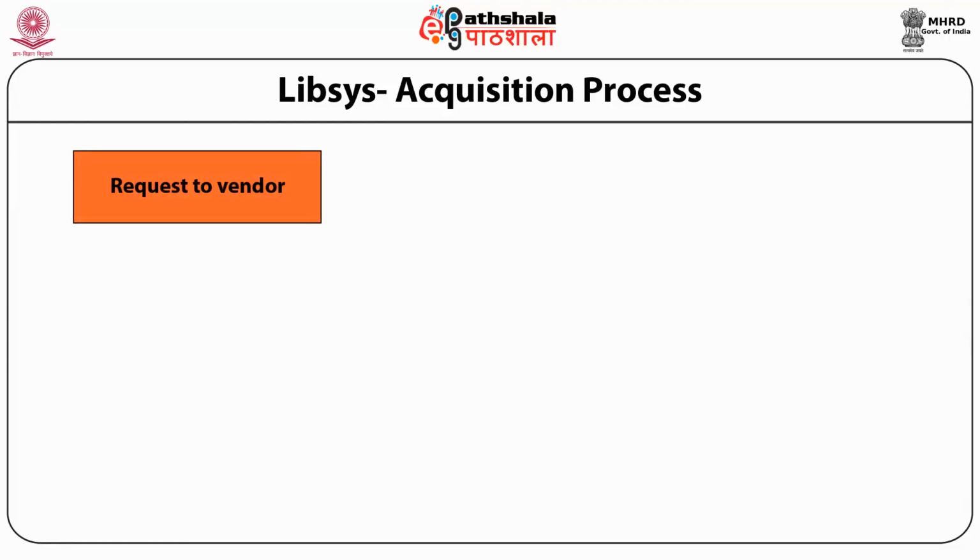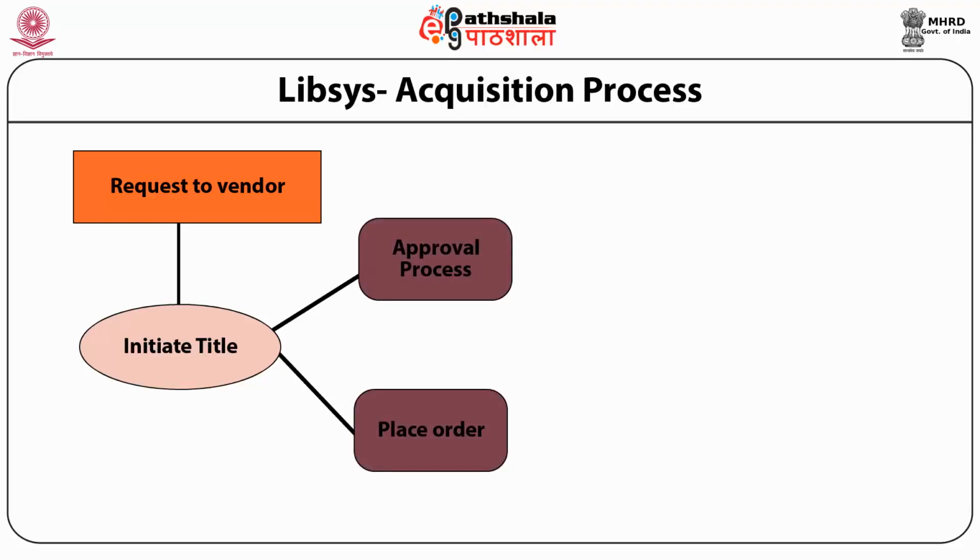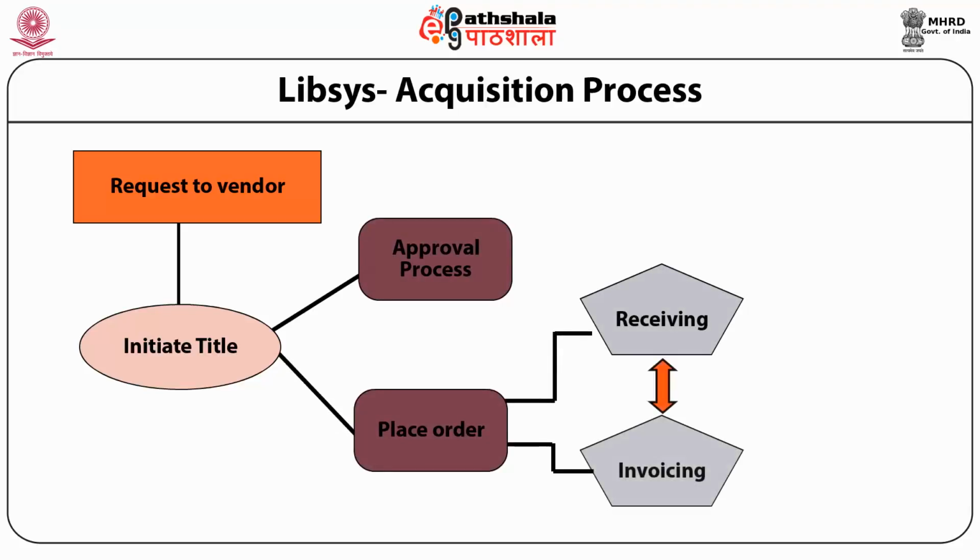requesting a vendor. The system checks for the duplication in the catalog as well as in the titles on order file. Title is acquired against the firm order, the bibliographical details are filled in, and order is placed. The title is then received, invoiced, accessioned, and a request for payment is sent. The procedure can be seen on the screen.